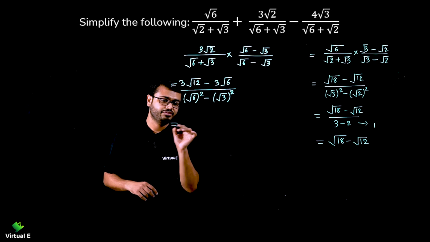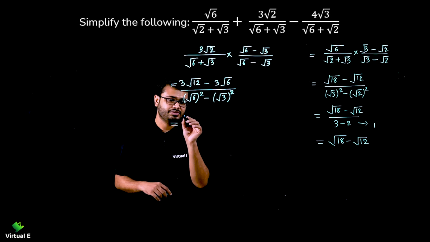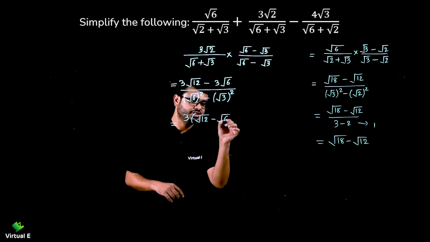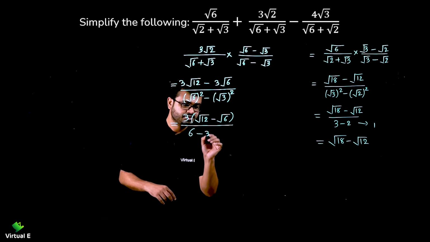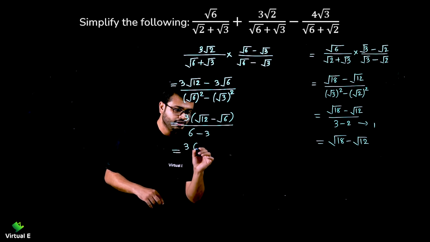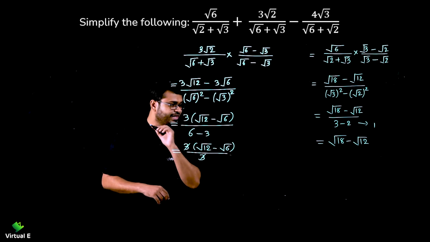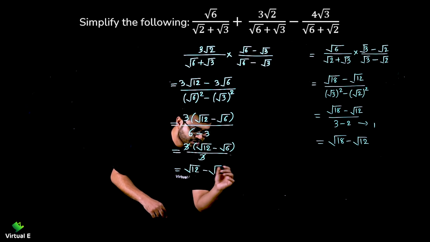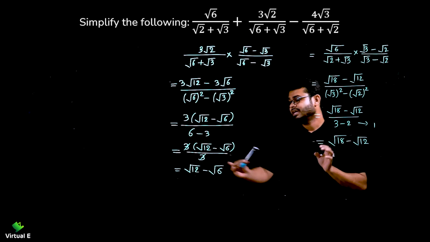Now let's simplify further. Let's keep the numerator as it is, or we can take 3 as the common factor as well. Let's take 3 as common, then here root 12 minus root 6, and in the denominator we have 6 minus 3, so 3 into square root of 12 minus square root of 6 over 3 only. So 3 and 3 will get cancelled. So what are we left with? Square root of 12 minus square root of 6. Then very simple. This is what we got for the first term, and this is for the second term.